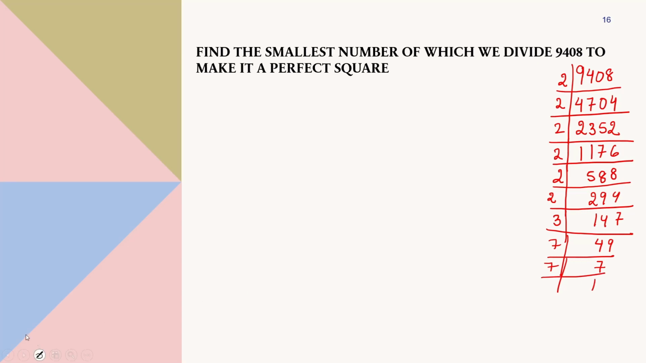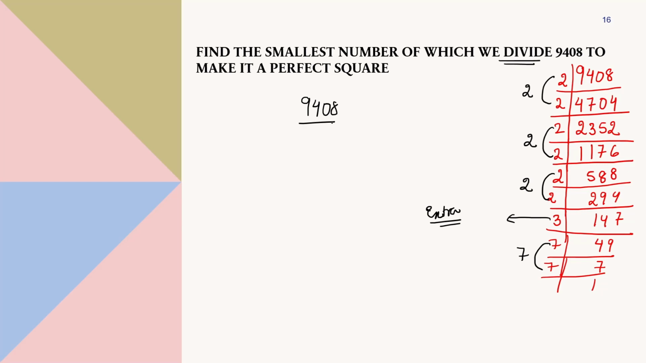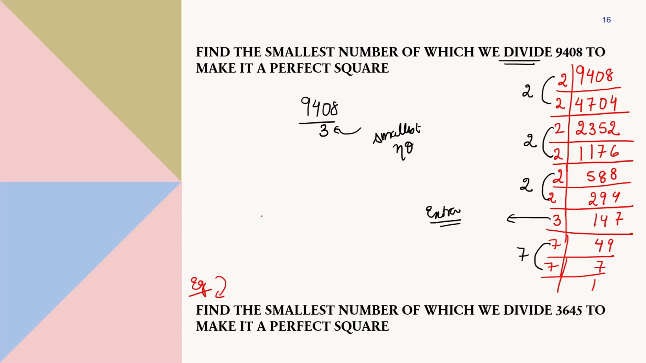Make pairs. 2 is in pair, 2 in pair, 2 in pair, 7 in pair. 3 is extra. So we need to divide 9408 by 3. So this is my smallest number. Now try this next question by yourself based on the same concept, division.